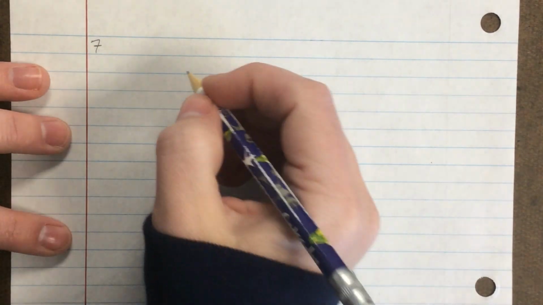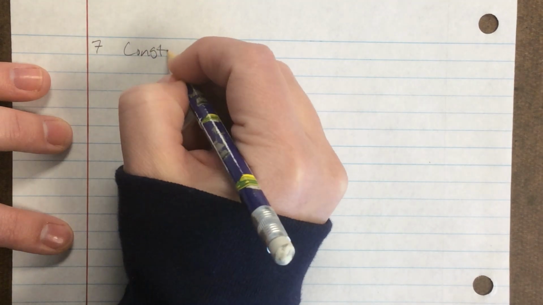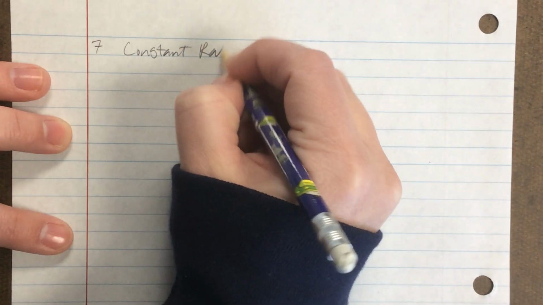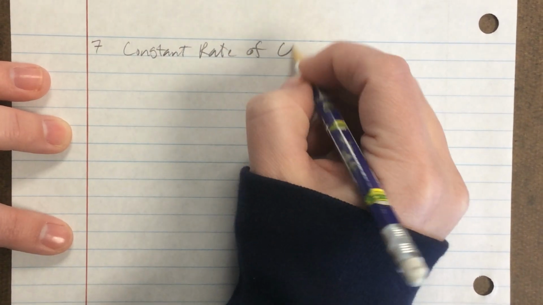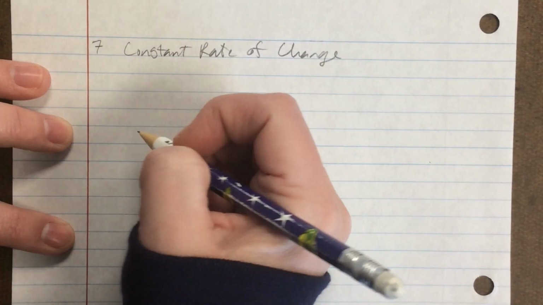All right, section 7. 7, 8, and 9, remember we were kind of calculating the same thing and calling it 3 different things. So 7 was, we called it the constant rate of change. So that's when we have a chart.